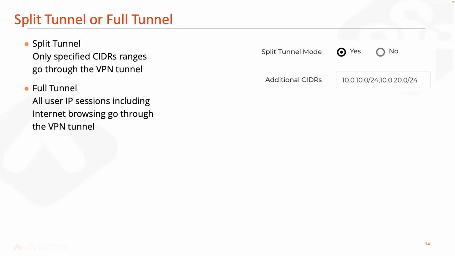Split tunneling is about deciding which ranges you want to tunnel, and for the other ranges that you've not specified, everything else will be going through your local network.